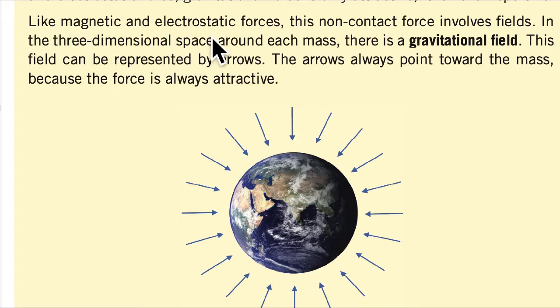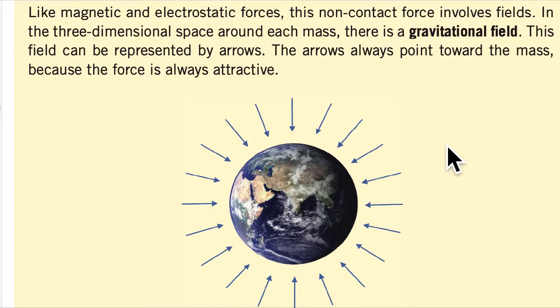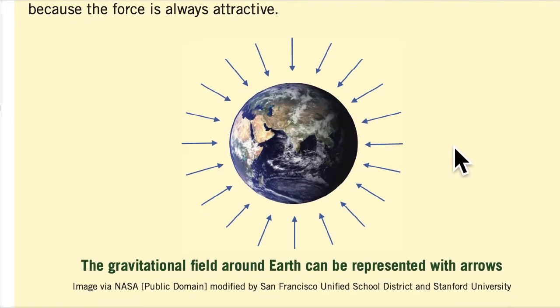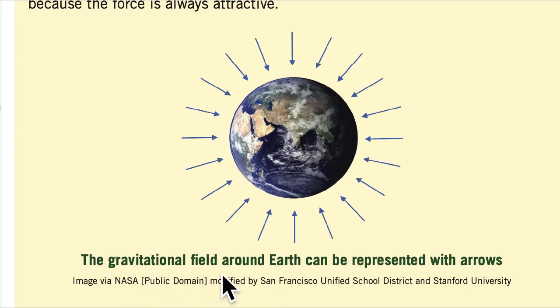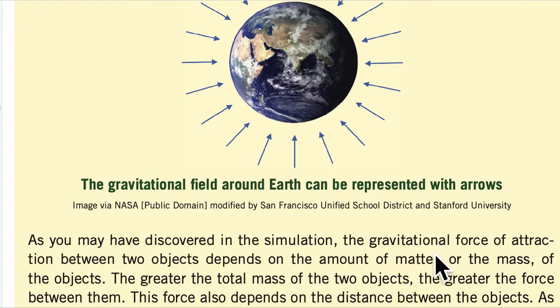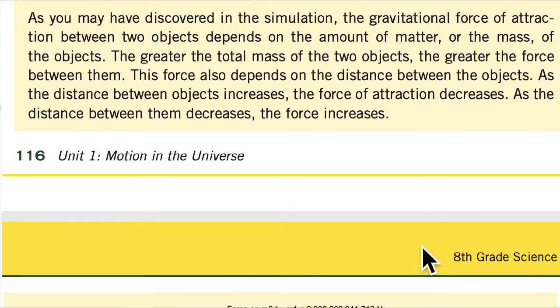Like magnetic and electrostatic forces, this non-contact force involves fields. In the 3-dimensional space around each mass, there is a gravitational field. This field can be represented by arrows. The arrows always point towards the mass, because the force is always attractive. The gravitational field around the Earth can be represented with arrows.